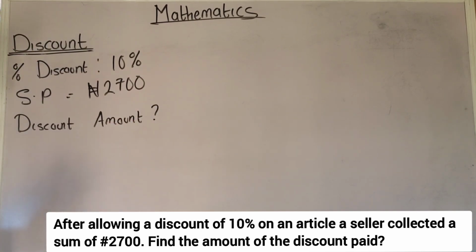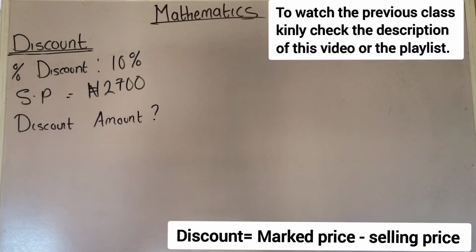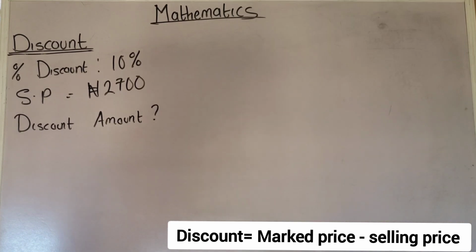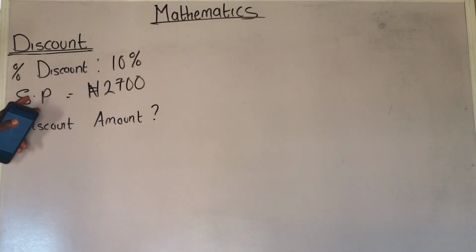Now, please, I want you to pay attention. In our previous class, I gave you two formulas. I gave you that discount is expressed mathematically as the difference between the mark price and the selling price. You understand? That is what we are asked to calculate here. So we have known the selling price.